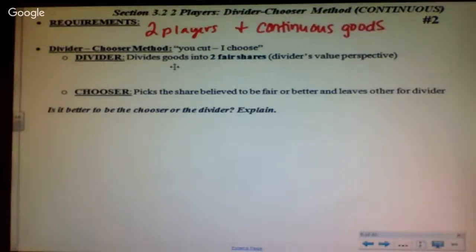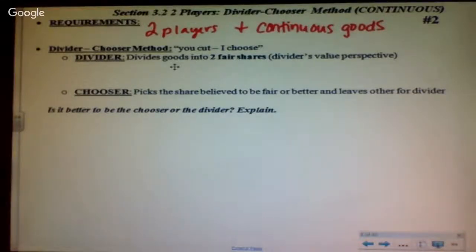What do I mean when I say continuous goods? Something like a Pop-Tart, like we just did. What can you do with a Pop-Tart? You can eat it, share it, split it. You can keep cutting it into smaller and smaller pieces. So continuous goods just means something that you can break and share. So the divider-chooser method, which we did with our Pop-Tarts, is another way of "you cut, I choose."